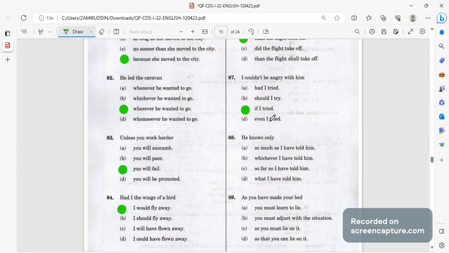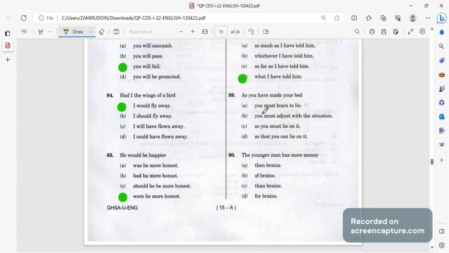Next, he knows only what I have told him. As you have made your bed, so you must lie on it. अगर तुमने बेड बना लिया तो उसके ऊपर सो जाओ. The younger man has more money than brains. जो young people होते हैं उनके पास ज्यादा money होता है पर brain कम होता है.